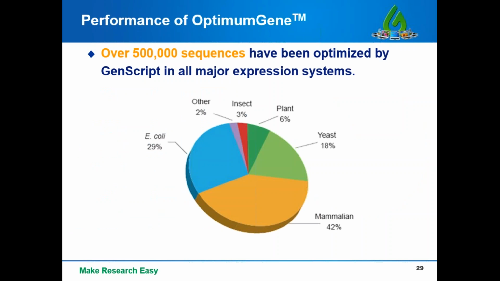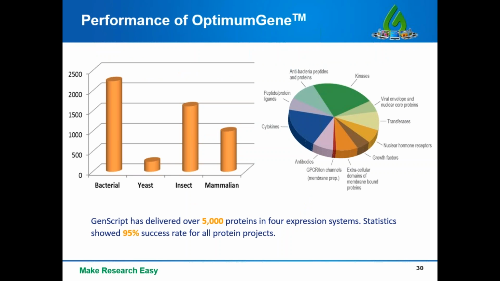Furthermore, we also have the experience behind our OptimGene platform. We have over 500,000 sequences that have been optimized by GenScript and counting in all major expression systems, including plant. Right here we have listed that about 6% of this number is associated with plant optimizing projects, and that number is always on the rise. So that's something to keep in mind when using a specific codon optimization tool.